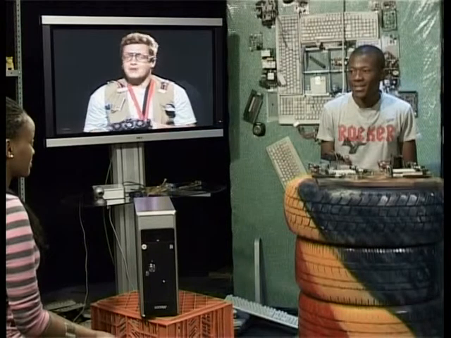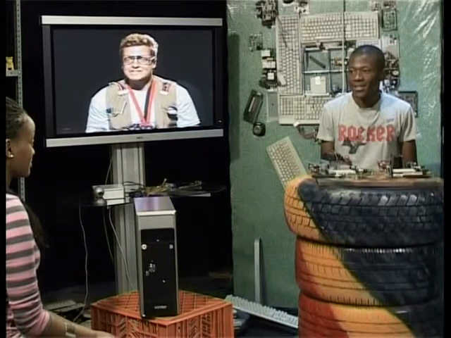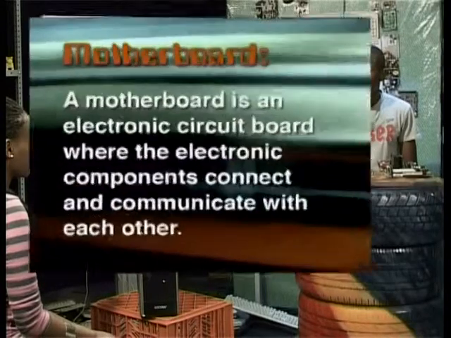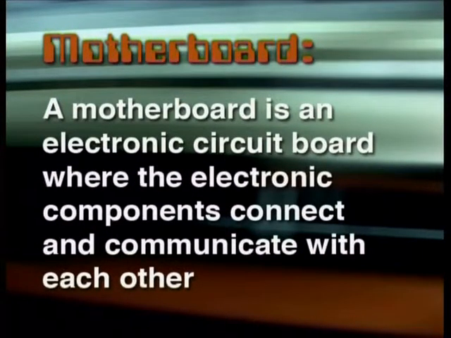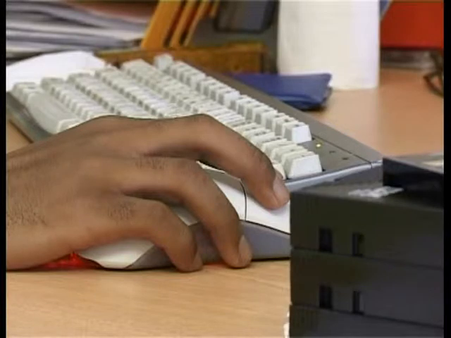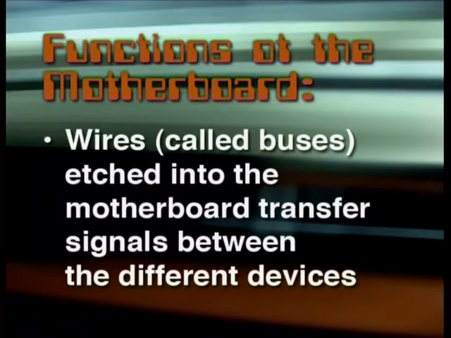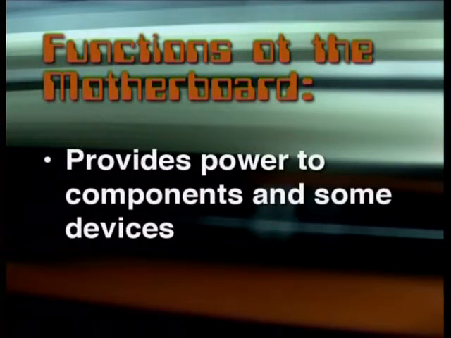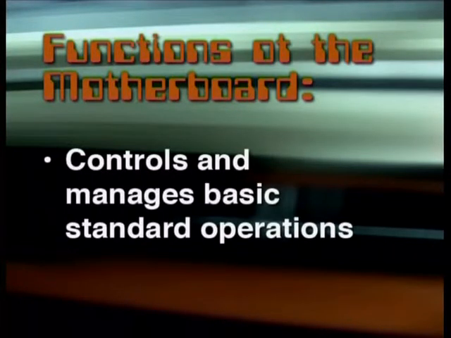Apart from being the big brain, as Zamo calls it, the motherboard also has other jobs. It's the central unit for the attachment of components and devices to sockets, slots, or ports so that they can communicate. A CPU is an example of a component and a keyboard is an example of a device. Different devices are connected via wires called buses, etched into the motherboard to transfer signals between them. The motherboard provides power to its components and devices plugged into a USB port. The motherboard can also use its ROM chips and circuitry to control and manage basic standard operations.